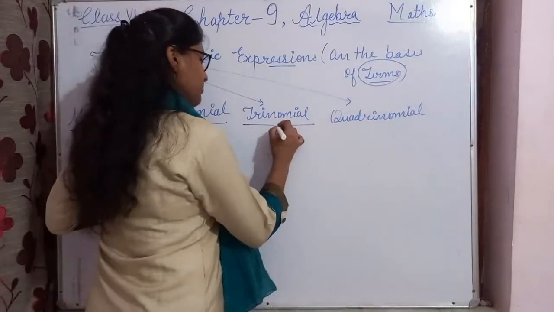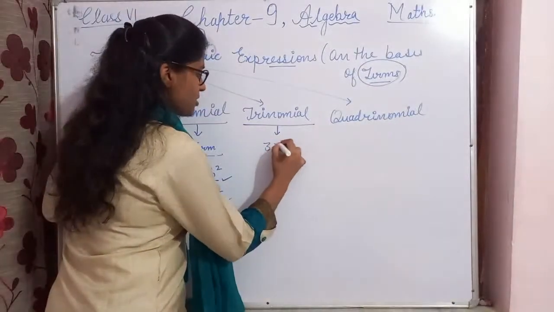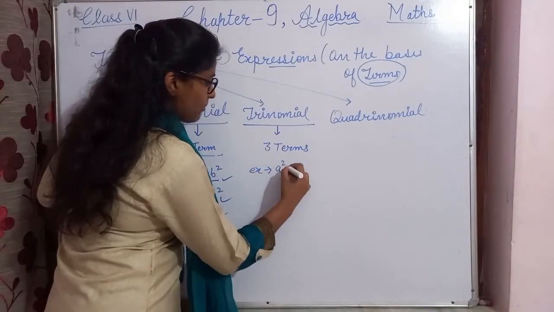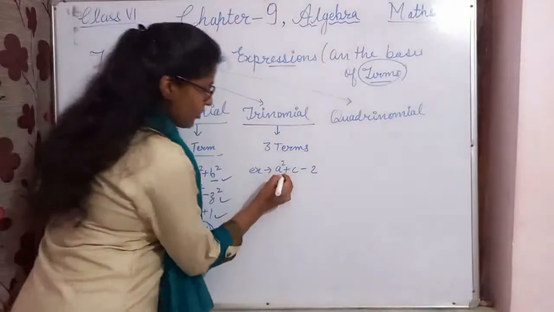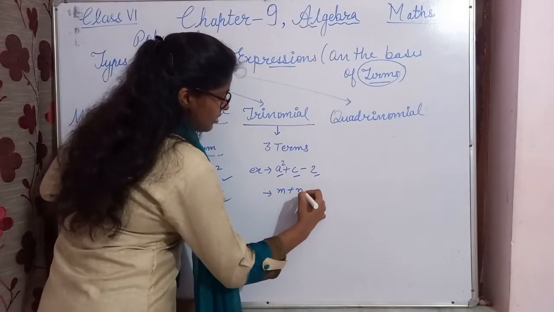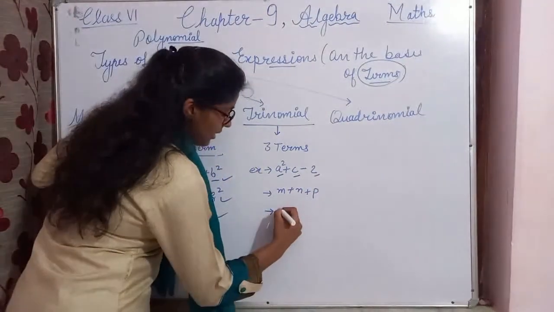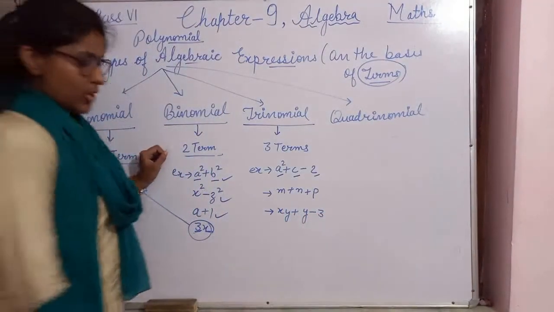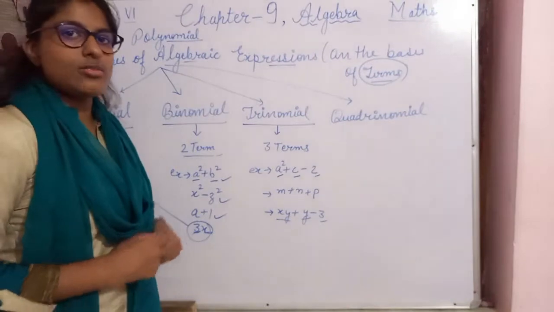Now next one is trinomial. The algebraic expression in which we have 3 terms is known as trinomial. How many terms? 3 terms. Examples are: a square plus c minus 2. So how many terms? 1, 2, 3. Next you can take m plus n plus p. How many terms? 3. xy plus y minus 3. So this is 1, 2, 3. When we have 3 terms, that algebraic expression is known as trinomial.